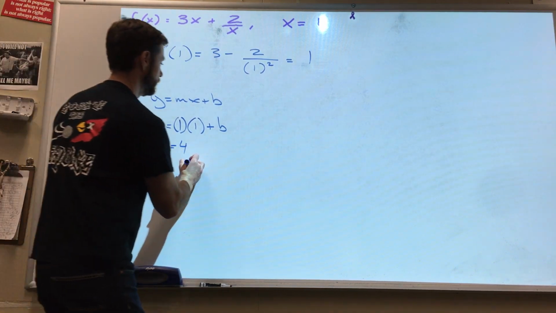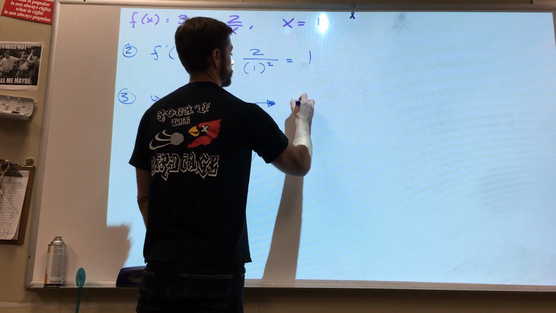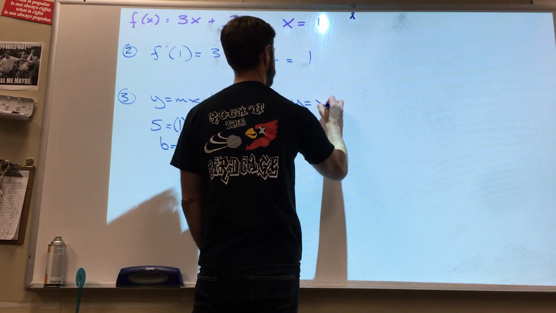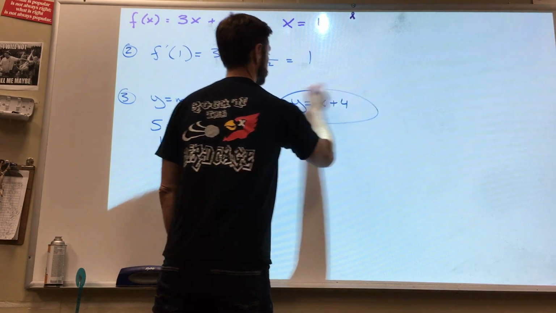So then once again, come up, write my equation, circle everything. So y is equal to x plus 4. Done.